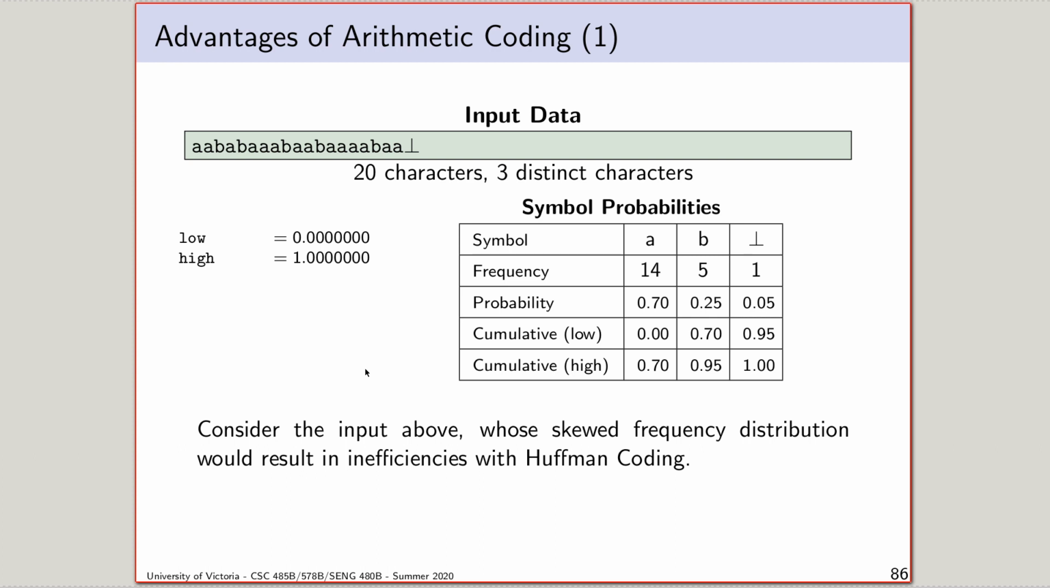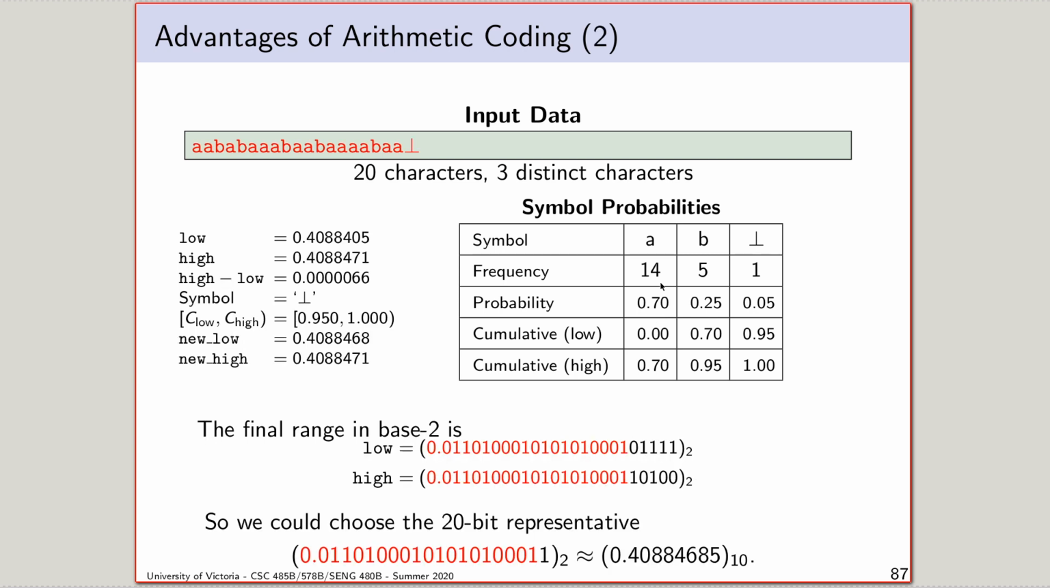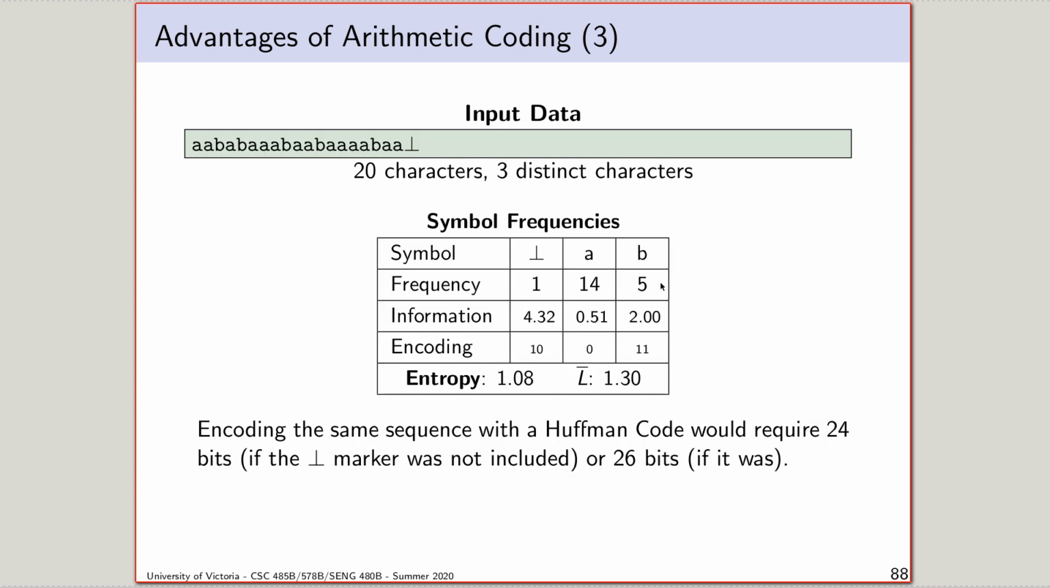Okay, so here I have a really skewed frequency distribution. Remember that Huffman coding really had a hard time with this, where A's probability is 0.7. Huffman coding would encode A into 1 bit, even though A contains fewer than 1 bit of information. So we'll try encoding this. I go through the entire encoding process. I end up with a 20-bit representative that I send across. So I've encoded it in 20 bits. In Huffman coding, if I include an end of stream marker, which I really should do, it takes 26 bits. Even if I don't, though, it takes 24. So I have now saved bits.